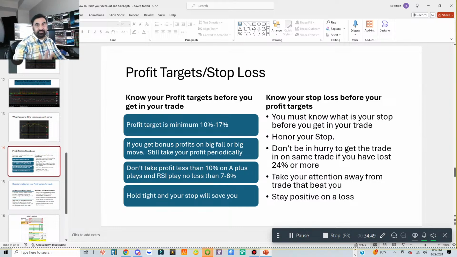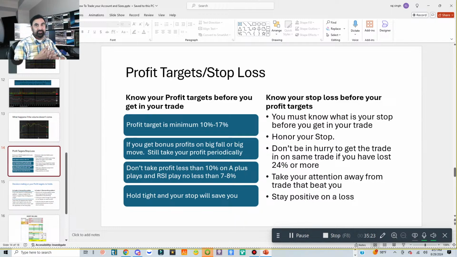Now, the next part. So you know the profit targets. This is even more important. Know your stop loss before your profit target. I kid you not. Know your stop loss the minute you're in your trade. And if you don't know it and you disrespect it, you're not going to be a profitable trader, let me tell you off the bat. You're not going to be a profitable trader. You're going to win here and there. You're not going to be consistent. And you guys know it. Okay? So know your stop loss before your profit target. You must know what your stop loss is before you get in your trade.